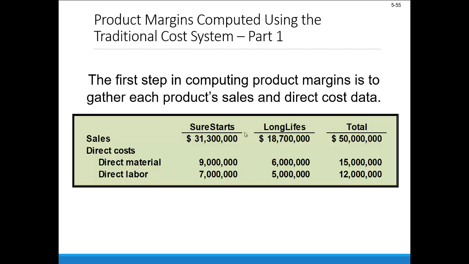We'd put together all the direct sales and then direct manufacturing cost information for the two products. So I've repeated that here for the Sure Starts and the Long Lives. Note that we would not include the direct selling costs. Those would not be treated as product costs under our traditional costing systems.